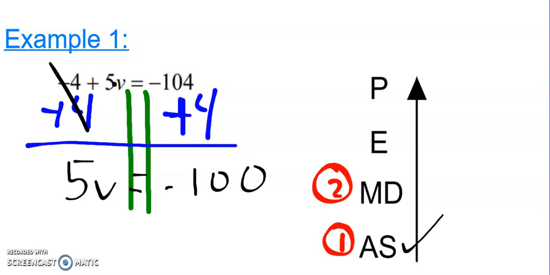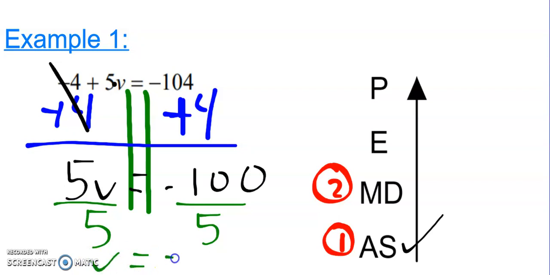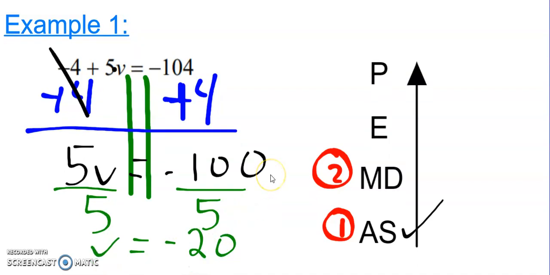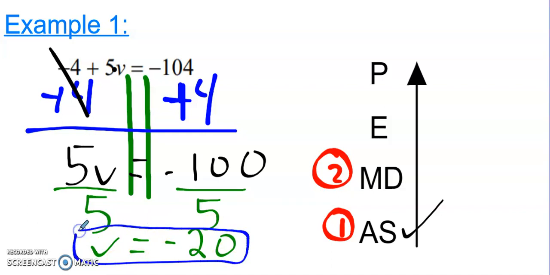So remember, the opposite of times is division. So divide both sides by 5. And we get v equals -20. We're going to go ahead and box that answer. There we go. First equation done. Multiplication and division. Check, check. Two-step equations. Now, example 2.